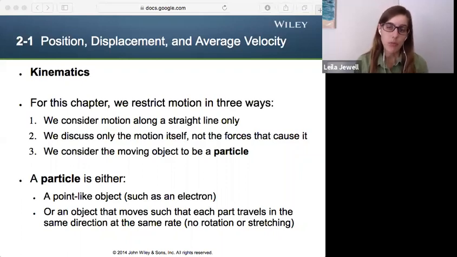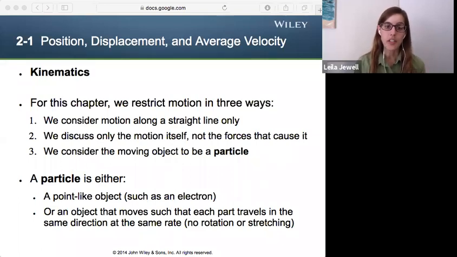So we're going to restrict motion in 3 ways for this chapter. One, we're only going to consider motion along a straight line. That's the one-dimensional aspect. So it can go back and forth in only one direction. That will be changed starting in chapters 3 and 4. We'll start to introduce other dimensions. More interesting, also a little more complex. So for now, we're keeping it simpler.